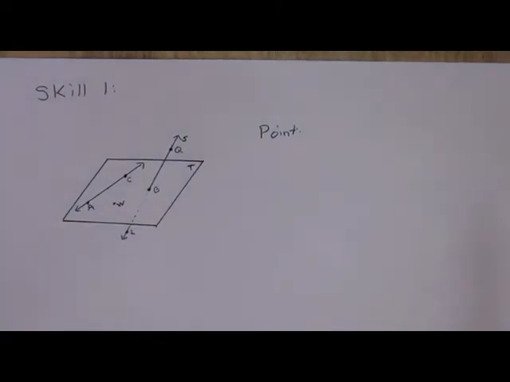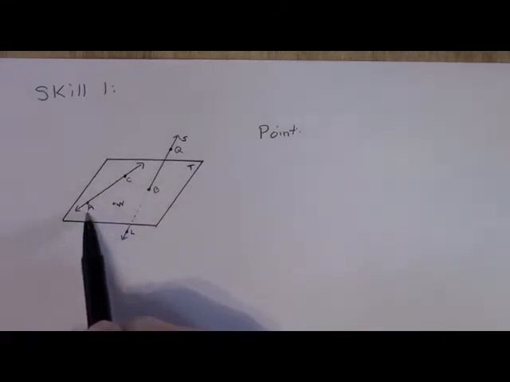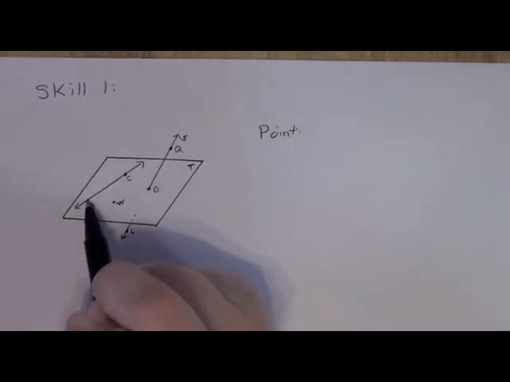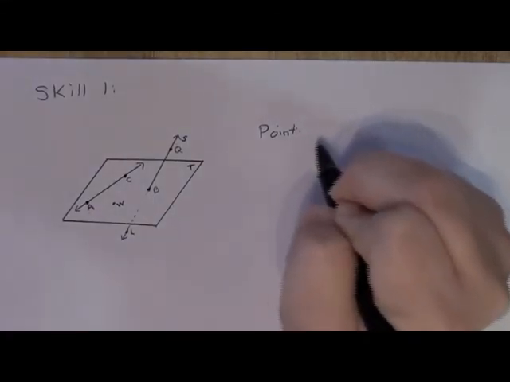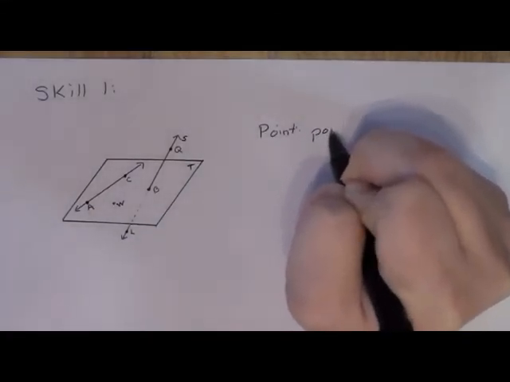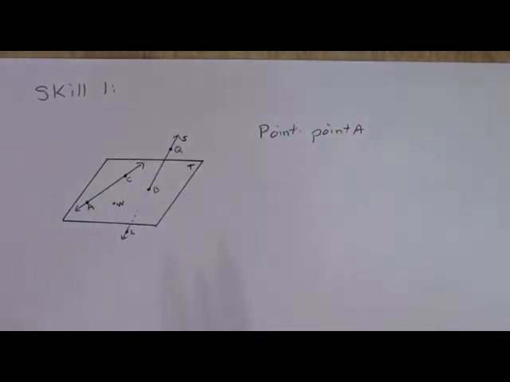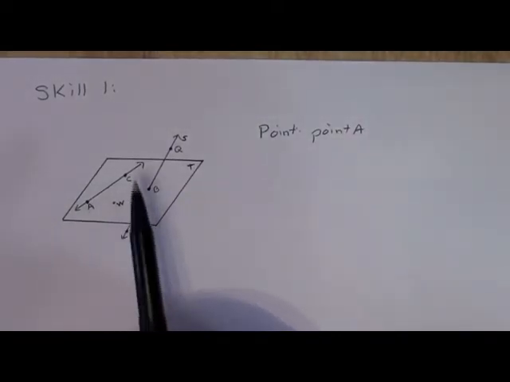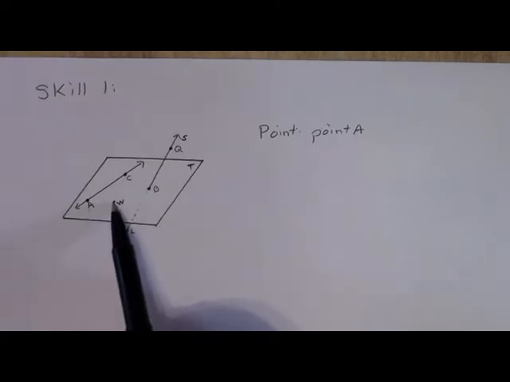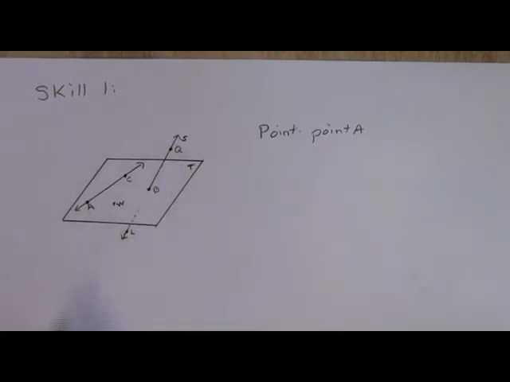To identify a point, you need to look for a dot, a point, with a letter next to it. So for example, here, A has a point right here with a letter next to it. So a point would be point A. Point B is also a point, so is point C, point W, point L, point Q.